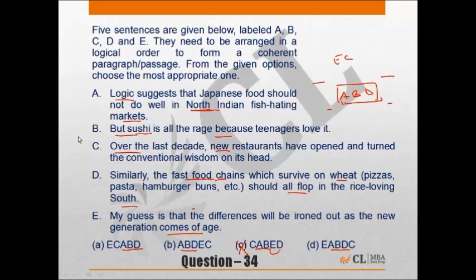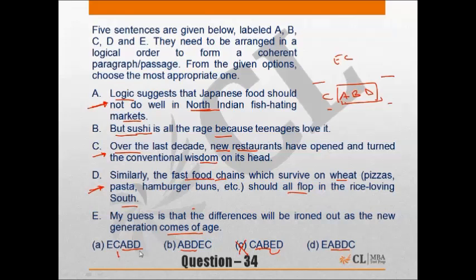First, let's look at statement C. Statement C says, over the last decade, new restaurants have opened and turned the conventional wisdom on its head. And then we have 2 examples of Japanese restaurants in North and similarly fast food chains in South. So logically C should come before A. So a theory is given out here, and examples in A and D. So C, A, B, D is what I would be looking for.